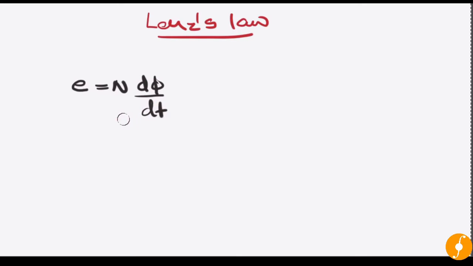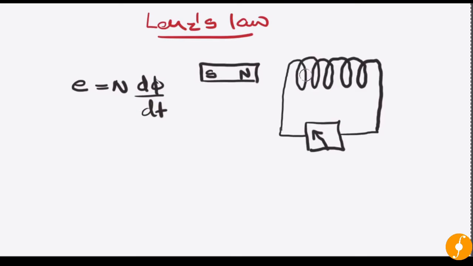Now we are going to revisit the experiment. So this was the setup for the experiment. Here is a coil which is having n number of turns, and this is a magnet. So first I will insert this magnet into the coil, and I can see a deflection in the galvanometer. Then I will take back the magnet and I can see a deflection in the galvanometer in the opposite direction, right?